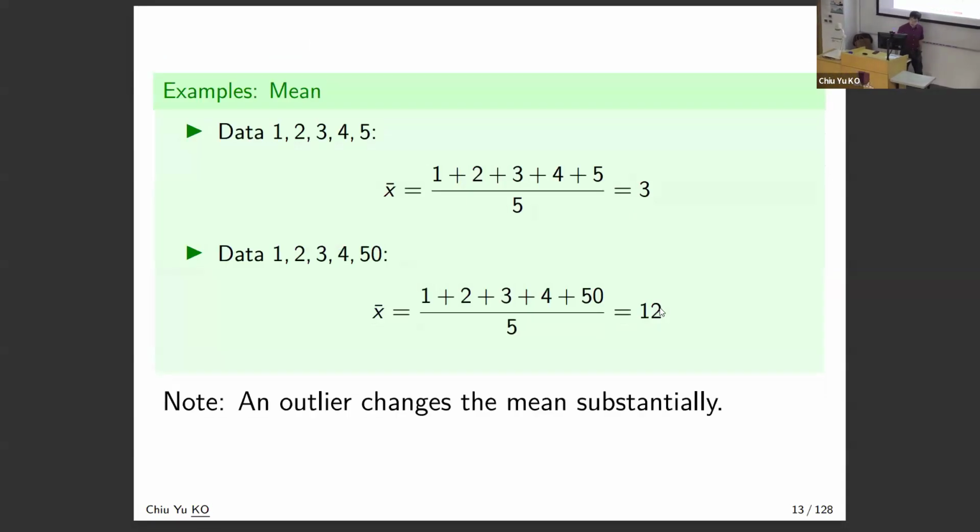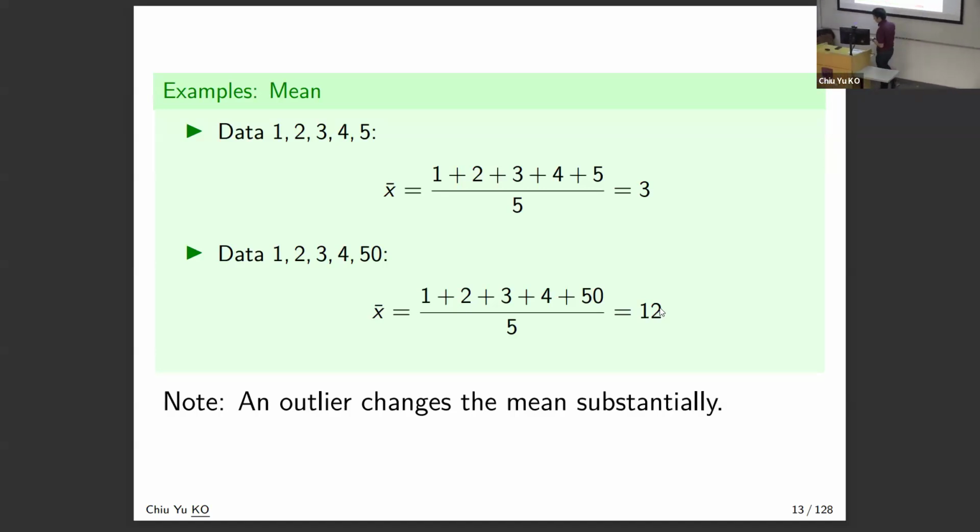So an example shows you that mean is very useful, but look at the data when you have an outlier, right? When the number changes from 5 to 50, okay? And the mean for the second case doesn't mean a lot, right? Because 12 is far away from the first 4 observations, which means that the mean is far away from the majority of the data set, okay? And there's an issue here, right? But we still use mean, right? So how do we handle this?